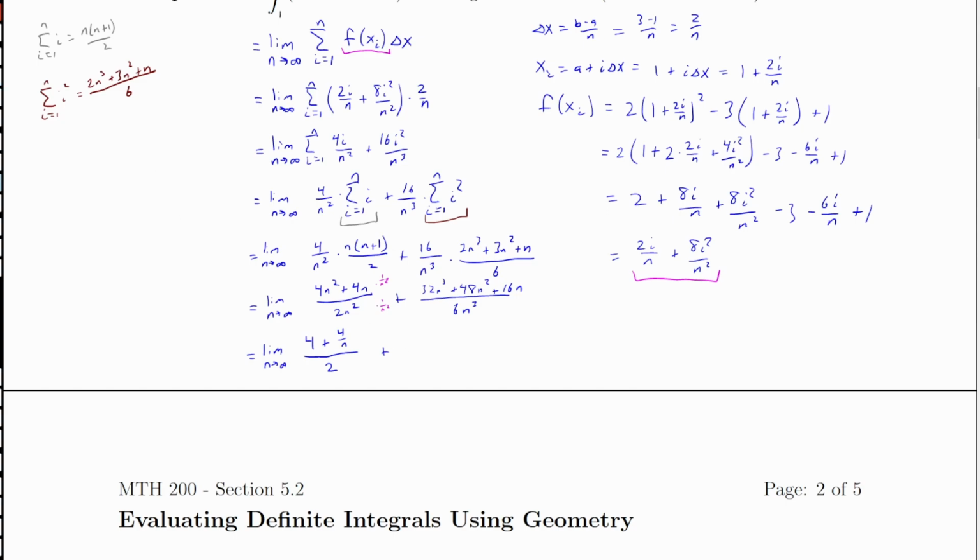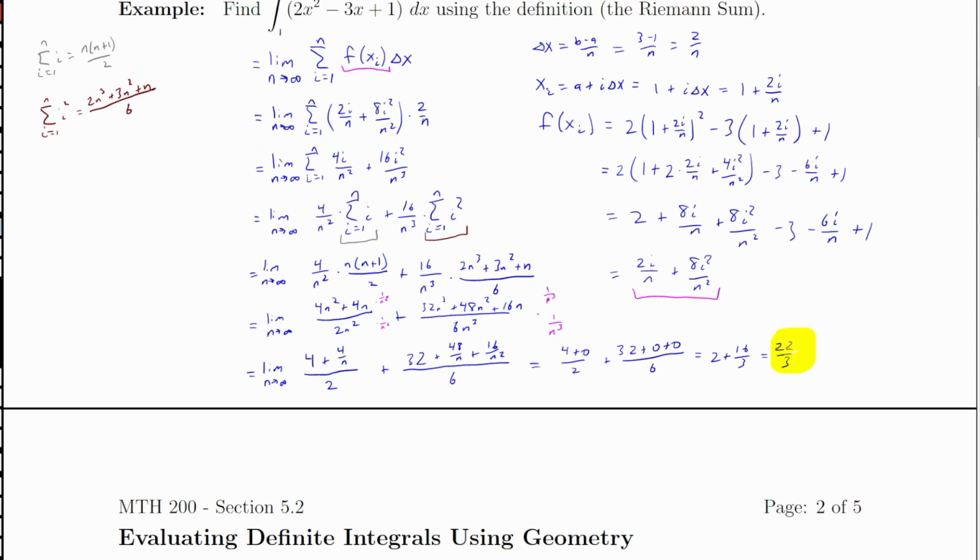My second fraction, the biggest power of n in the denominator is an n cubed. So I'm going to multiply by 1 over n cubed. So in the denominator, I'll just have a 6, and the numerator, 32n cubed over n cubed is 32. And I'll have plus 48 over n plus 16 over n squared. So as n goes off to infinity, these constants divided by n are going to go to 0. So I get 4 plus 0 over 2, plus 32 plus 0 plus 0 over 6. So I get 2 plus 16 thirds, or 22 thirds.